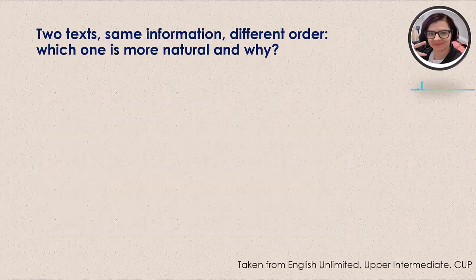So we can see that the way we structure information in a text is very important in order to ensure that that text is coherent. Let's have a closer look. Here, I'm going to give you 2 texts. The information is identical in both texts. However, it is ordered in different ways. Which one of these texts is more natural to you and why?